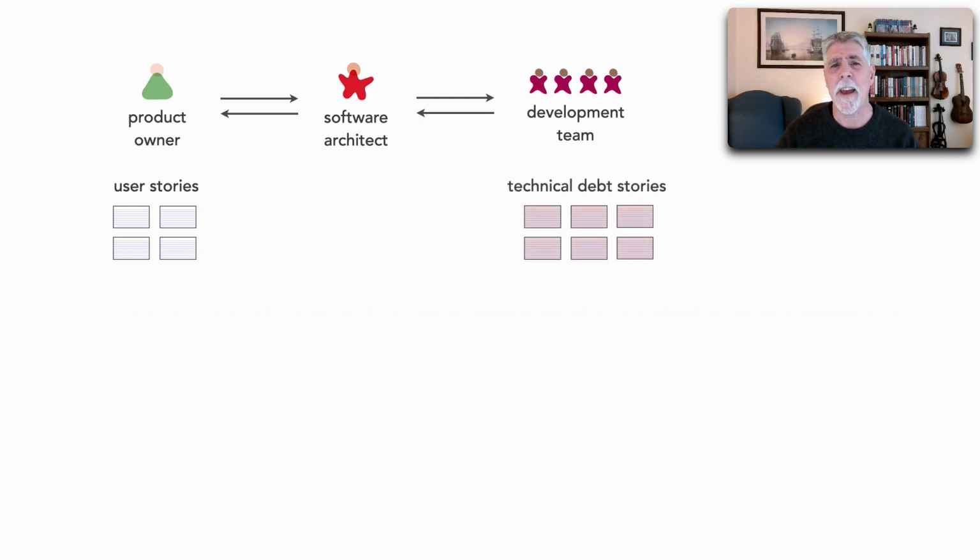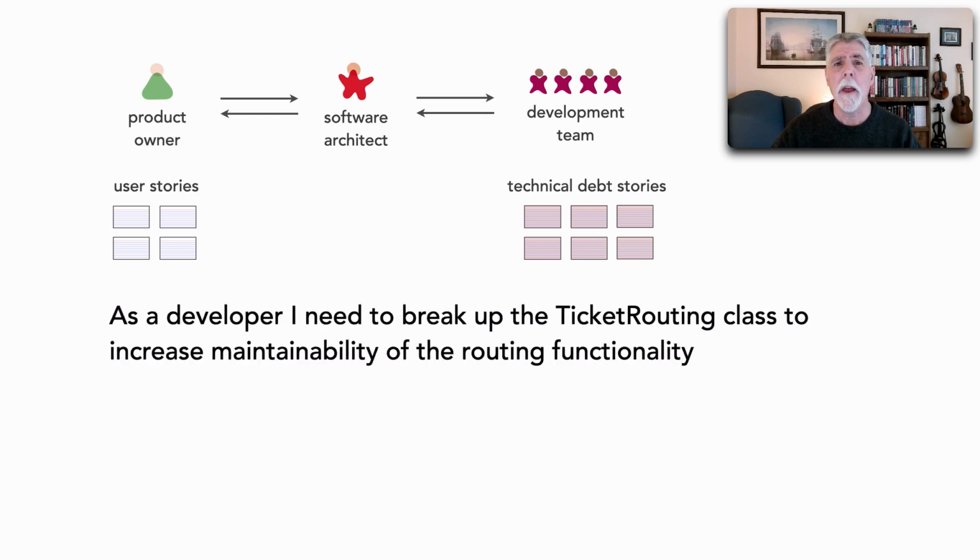A good example of a technical debt story would be the breaking up of a particular class. For example, here's a story. As a developer, I need to break up the ticket routing class to increase maintainability of the routing functionality. I really like this format, by the way, because what it provides is the context. Notice, as a developer. That tells me this is more of an internal type of activity that may relate to some functionality, but it's classified as technical debt, something that's not overly critical that can be cleaned up at a later time.